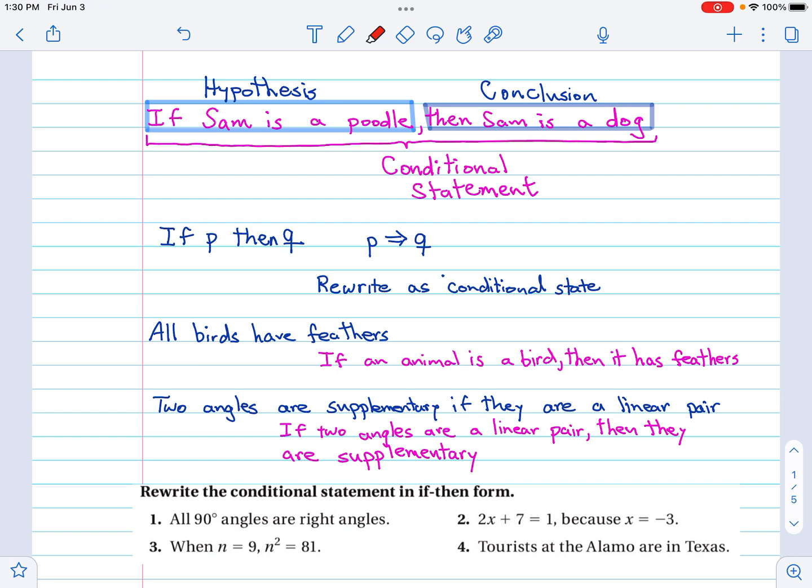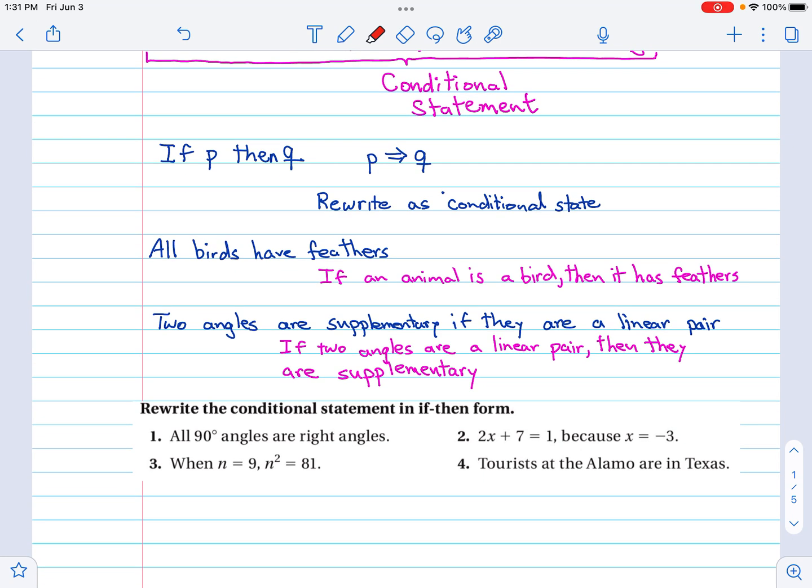So, for example, consider this statement here. All birds have feathers. And let's suppose we want to rewrite that as a conditional statement. In other words, we need to write that as an if-then statement. Well, one of the ways we could do it is we could say, if an animal is a bird, then it has feathers. See, we rewrote this, all birds have feathers, as a conditional statement, an if-then statement. So that's just an example of how that could be done.